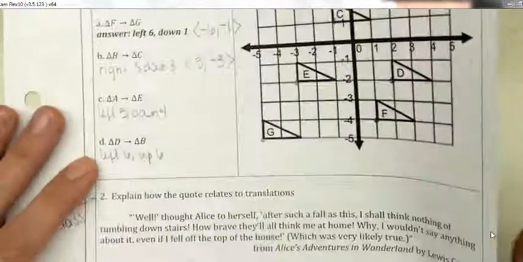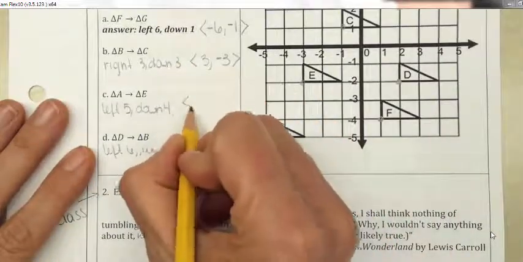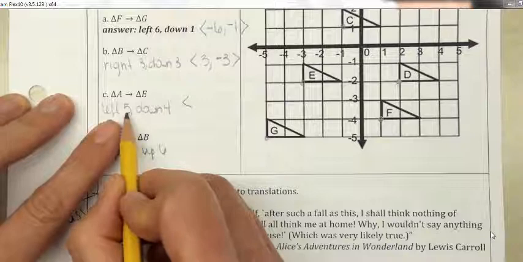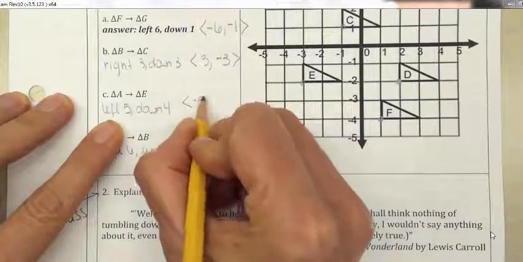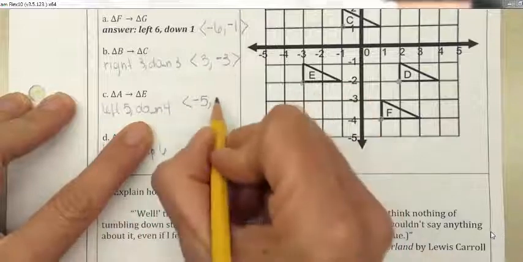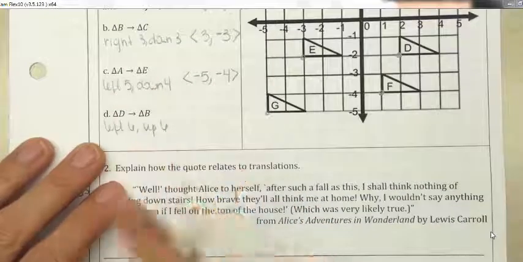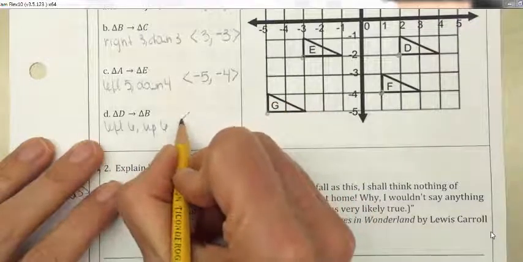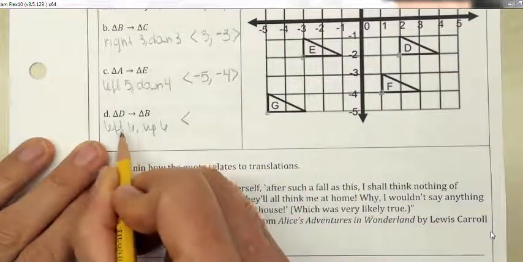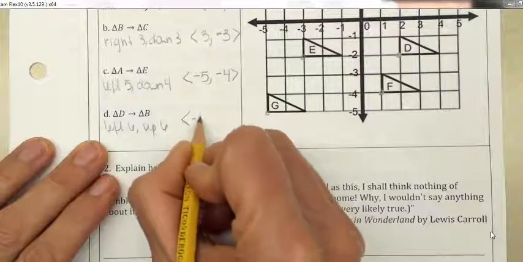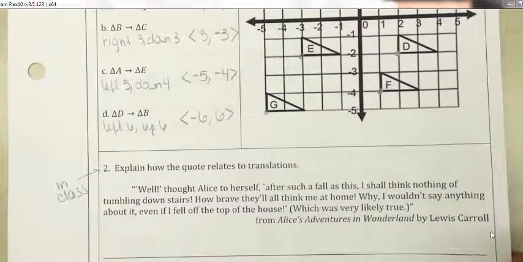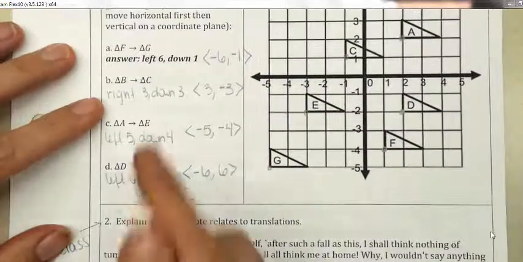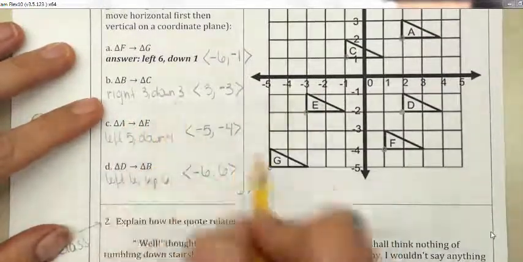Okay, how about left 5, down 4? In component form, left 5 means the horizontal component is -5, and then down 4, again, that's going to be a negative vertical component. And then left 6 and up 6, so that'll be a negative horizontal component, -6, and then your vertical component is positive. So that's just another way that you can look at or describe what's happening with these translations.